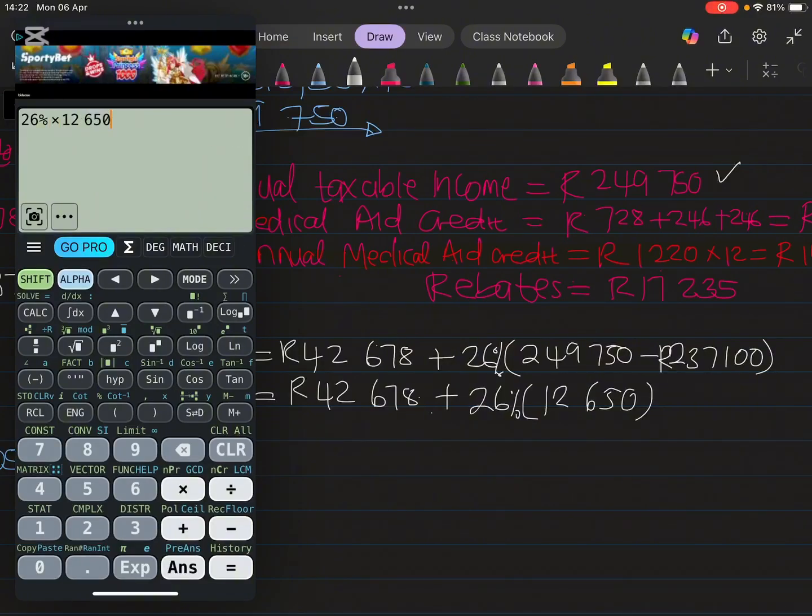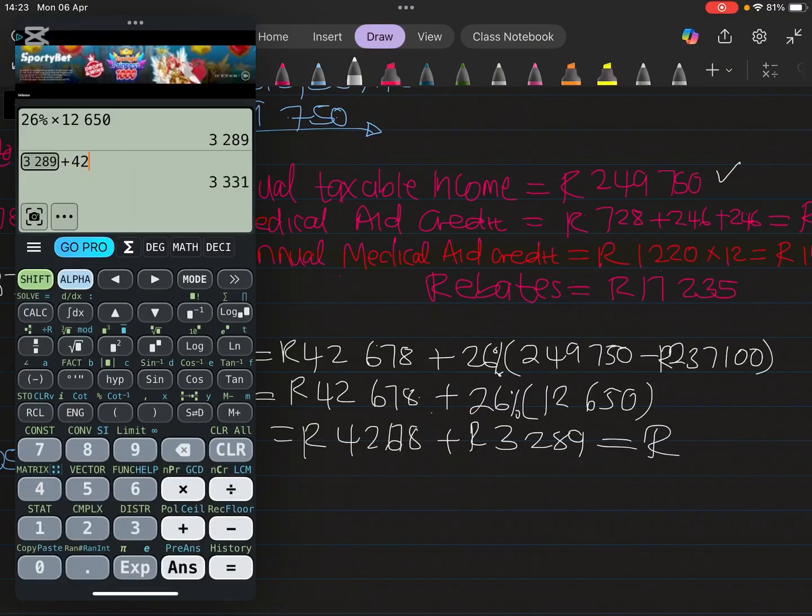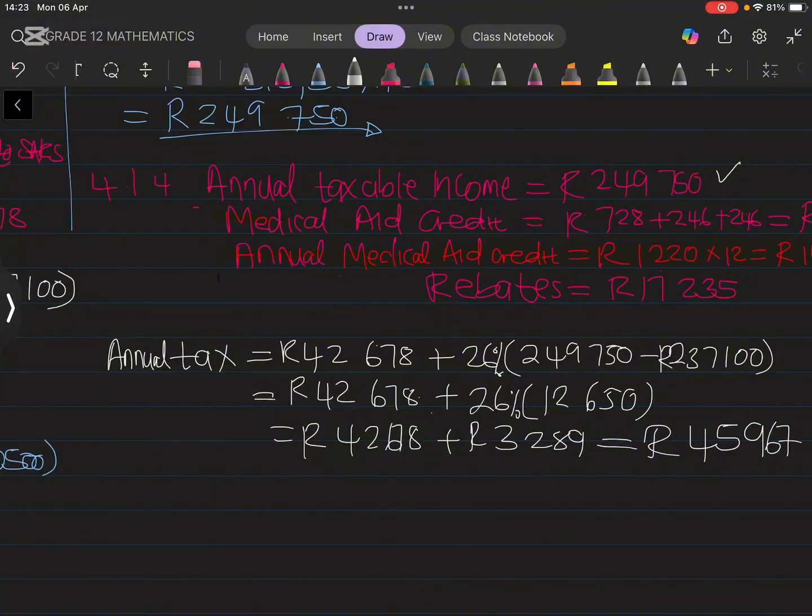Then we calculate 26% multiplied by 12,650. That will give us an amount of 3,289, plus 42,678. That gives us 45,967. This is what we call annual tax before rebates.